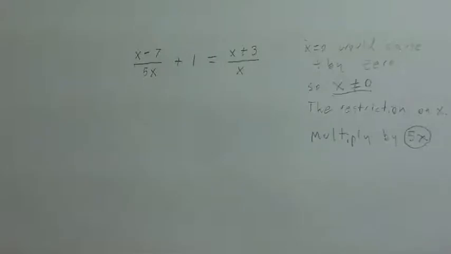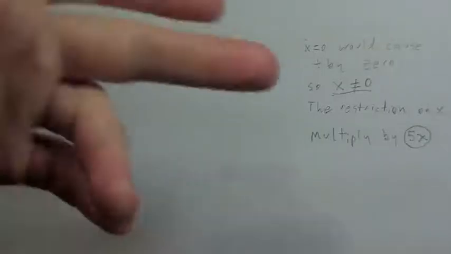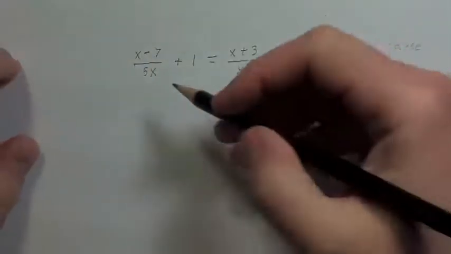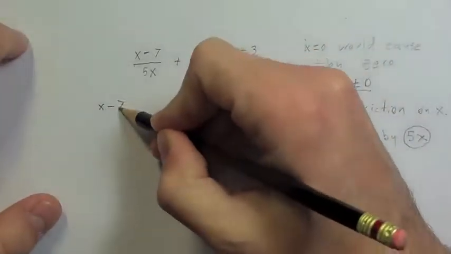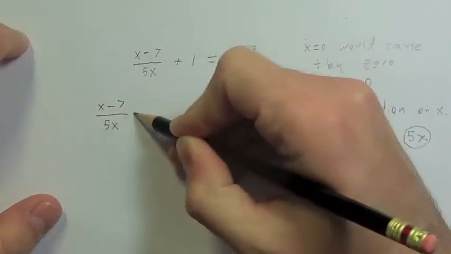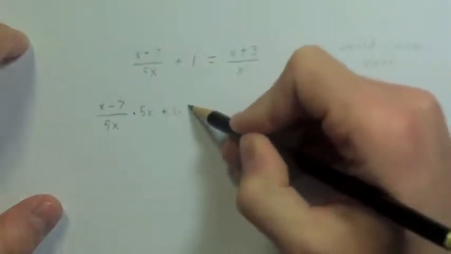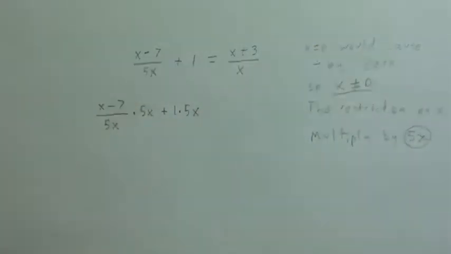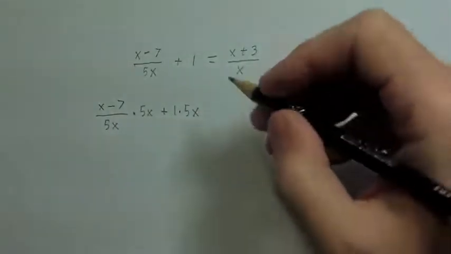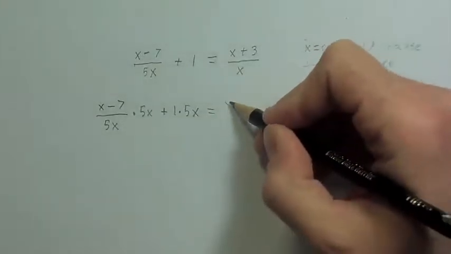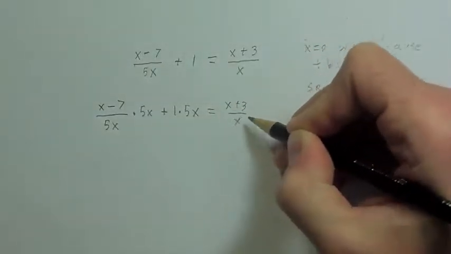You can do it in steps like that. Say in the previous one, you could have multiplied everything by 2, then multiplied everything by 3, and then all your denominators would have been gone. Same thing here. We could start by just multiplying everything by x, and then everything by 5, and it will still work. I'm going to just do it in one step. All right, so I'll take this x minus 7 over 5x, and multiply it by 5x. Then I have the 1 times 5x. Remember, you have to multiply everything by 5x, everything. And then this will be x plus 3 over x times 5x.